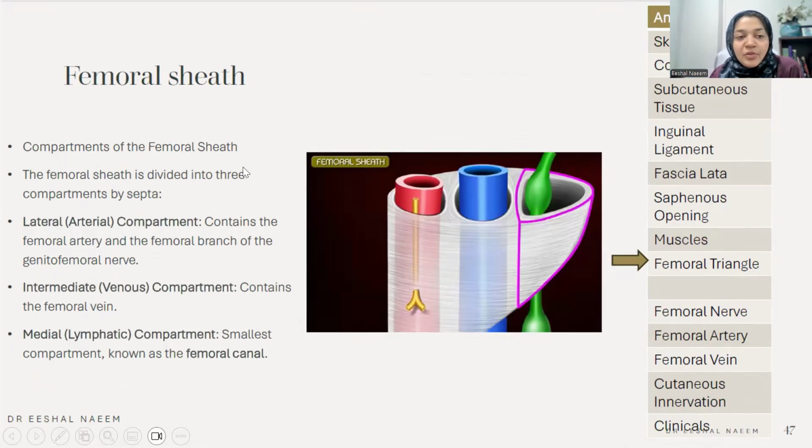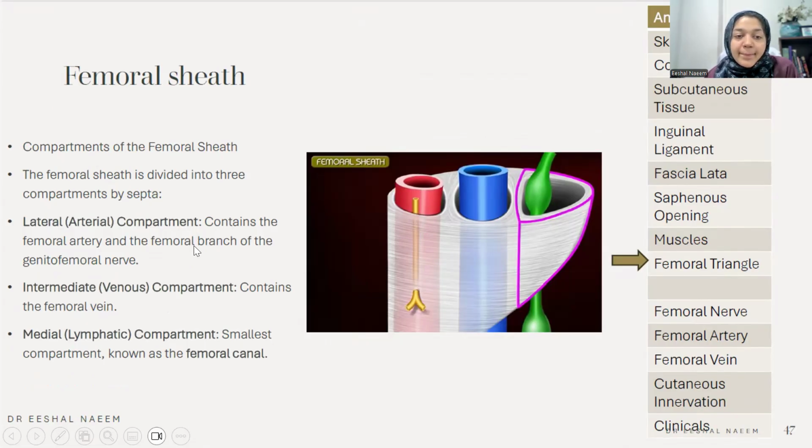Now, the compartments of the femoral sheath. The femoral sheath is divided into three compartments by septa. One, two, three. The lateral is the arterial compartment. It contains the femoral artery and the femoral branch of the genitofemoral nerve. The genitofemoral nerve was passing anterior to the psoas major muscle.